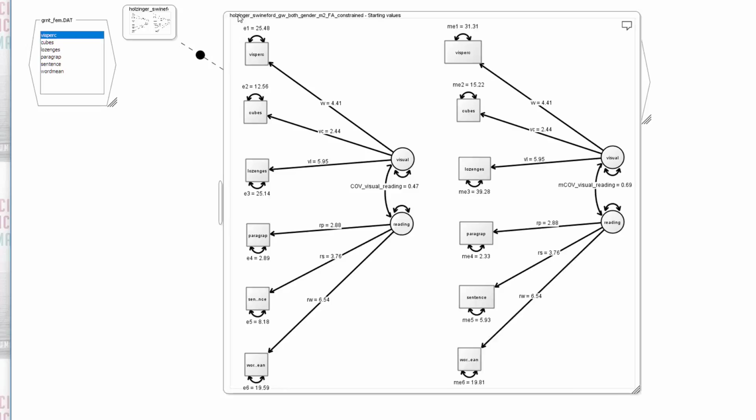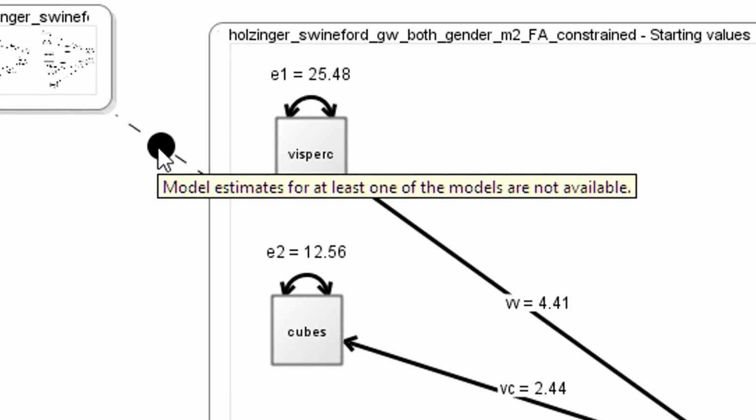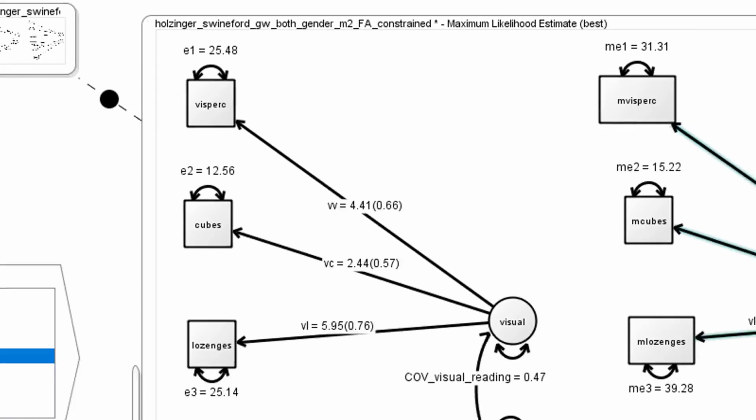You can see. If you hover over it, we should get a result, but we don't. We get a warning saying model estimates for at least one of the models are not available. That's because we just opened up another model and we haven't linked our data to it, so we need to do that, and then it will work fine, which I'll do and I'll show you in a second.